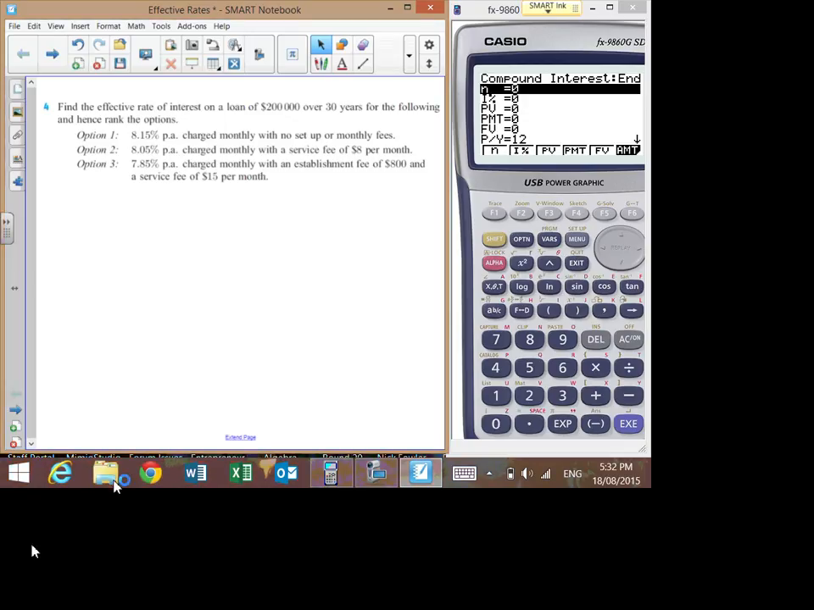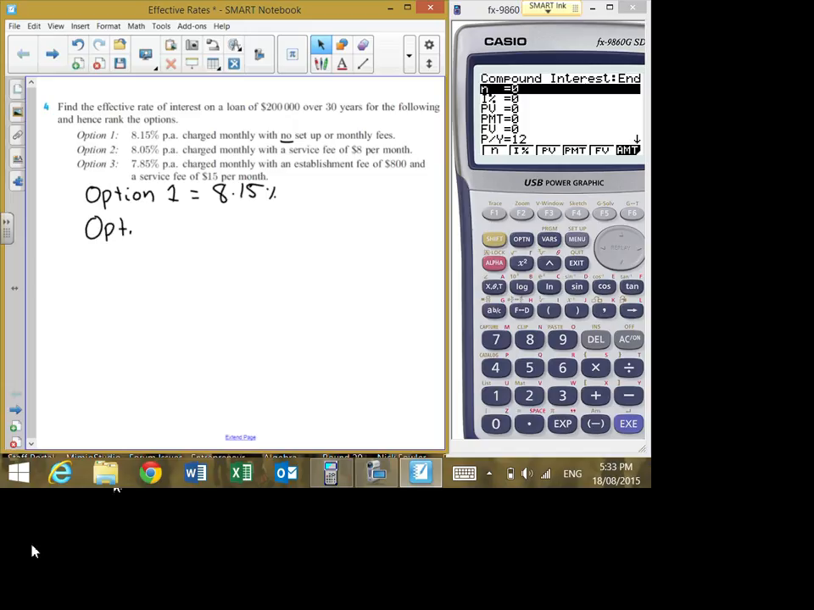So here we've got an example. Find the effective interest rate of interest on a loan of $200,000 over 30 years and rank the following options. So option 1 is 8.15% per annum, charged monthly with no setup fees or no monthly fees. Now that's what we call a nominal rate already. So option 1 is done for us. That is actually 8.15%. So that's a nice straightforward one because there's no monthly or setup fees.